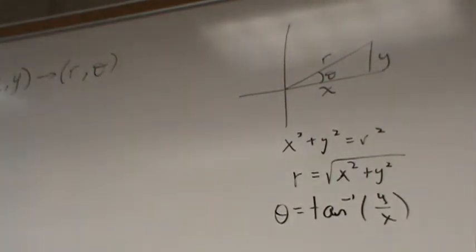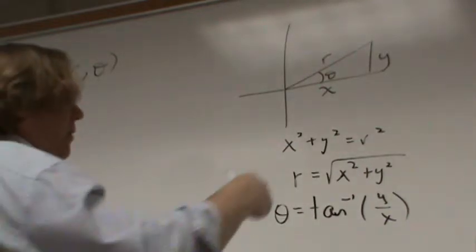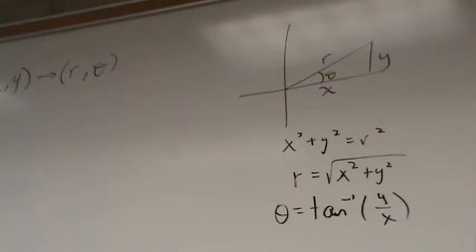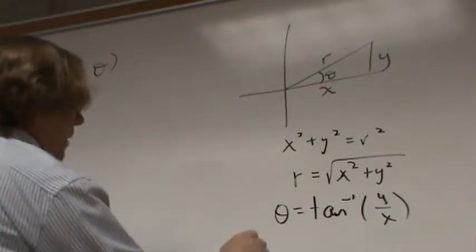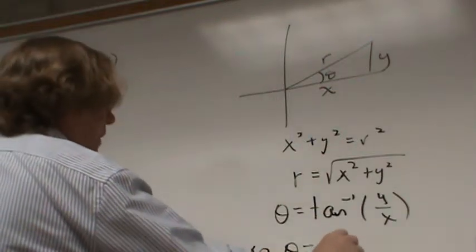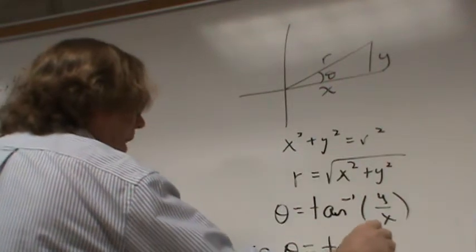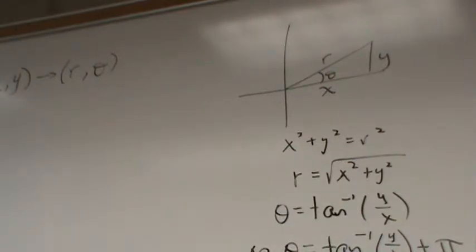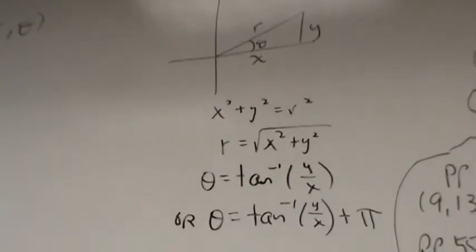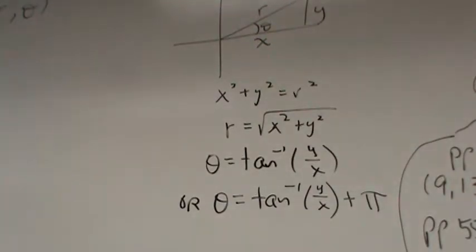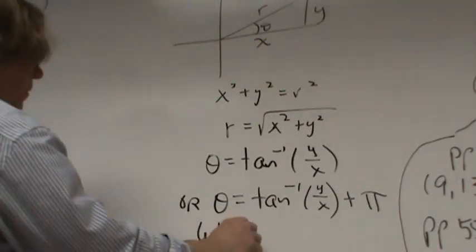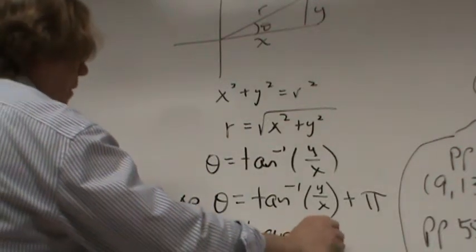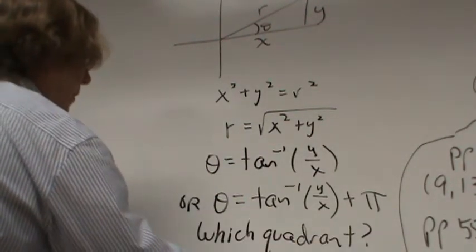Now it gets a little tricky because sometimes you're in one quadrant and sometimes you're in the other quadrant, and you're going to have to use your cleverness to figure out which it is. You're going to have to use your common sense. Because essentially theta could be one of either of these, or theta equals the inverse tangent of y over x plus pi. Really, just say plus pi, and then decide which quadrant you are in. Use your common sense.